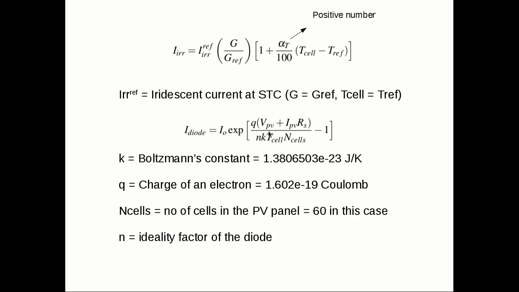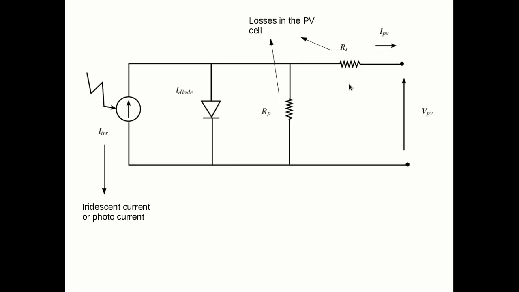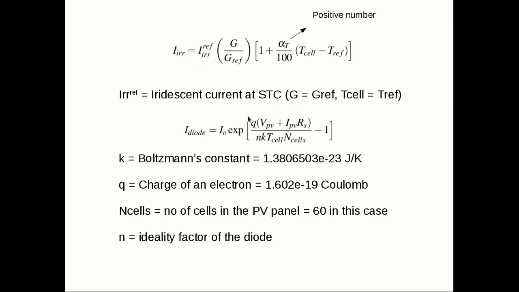Now eventually what this means is VPV plus IPV-RS, if you look at this, is nothing but the voltage across the diode, because this is the panel voltage, this is the panel current. Panel voltage plus the drop across this resistance will be the voltage across the diode. So all this means is this diode current can be expressed as the voltage across the diode plus these factors, which is an exponent of these, and multiplied by this constant.